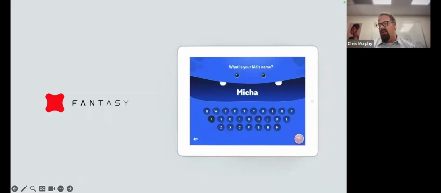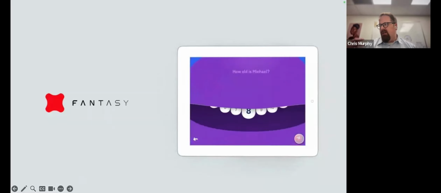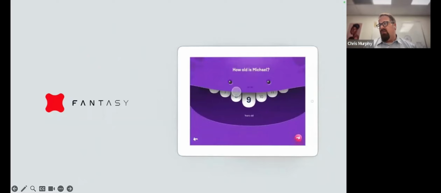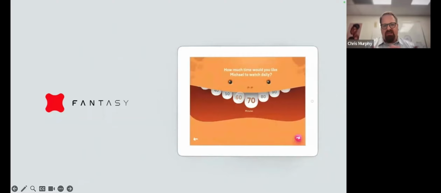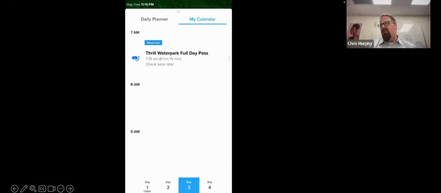They just do some really creative, interactive work. And all you're doing here is picking your age, and it's got this fantastic monster-like animation happening and just really creative UI.